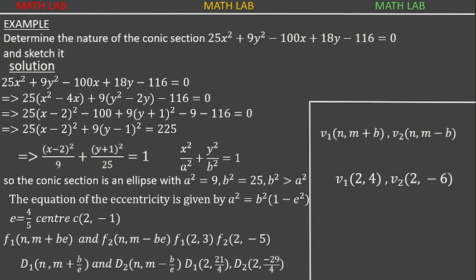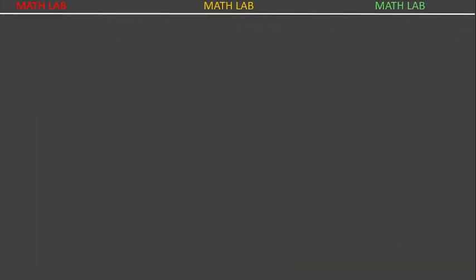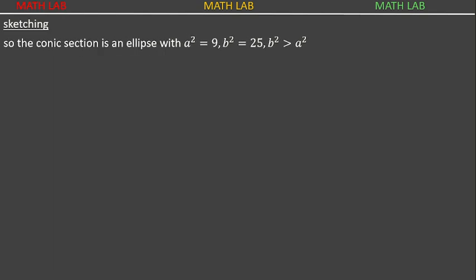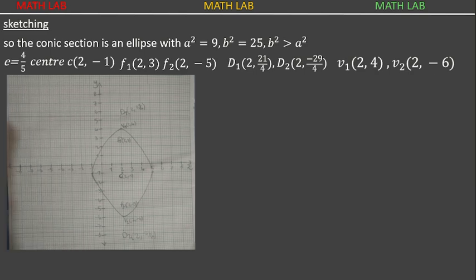Since the relation is b squared is greater than a squared, we now have sufficient information to sketch our ellipse. Now let's pass to the sketching. It's very easy to sketch once you have all the given points. So we have our eccentricity, our center, our foci, our directrices, and vertices. This is how the diagram will look at the end. You just have to scale your coordinate axes well and plot each point exactly where it is supposed to be.